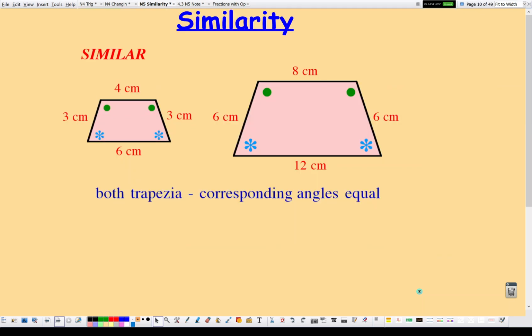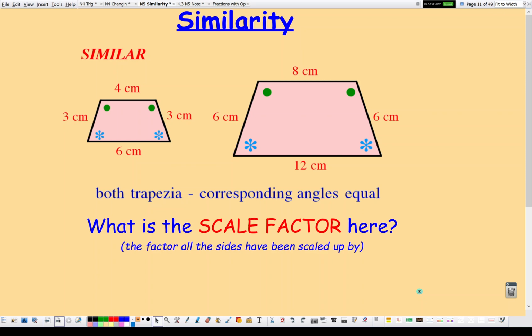What I've got for you just now is two shapes. They are trapeziums, and I have the corresponding angles marked on, and the lengths of the sides marked on. Both trapezia are similar shapes because their corresponding angles are equal, and the lengths of all the sides have been multiplied by 2. Because they've been multiplied by the same number, they are in proportion, which means they are similar shapes. So the question would be, what is the scale factor here?